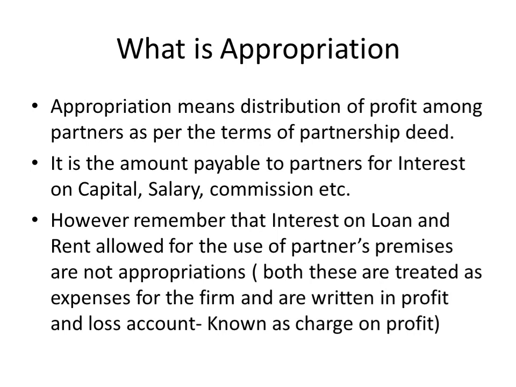However, remember that interest on loan and rent allowed to a partner for the use of the partner's premises are not appropriations. Both these are treated as expenses for the firm and are written in profit and loss account. Whatever we write in profit and loss account is known as charge on profit. So what we write in P&L account on debit side is known as charge on profit. And what we write in profit and loss appropriation account on debit side is known as appropriation.